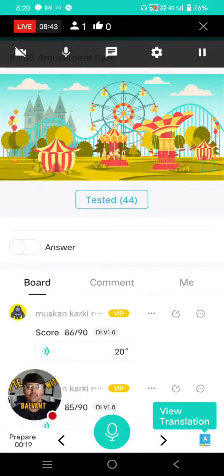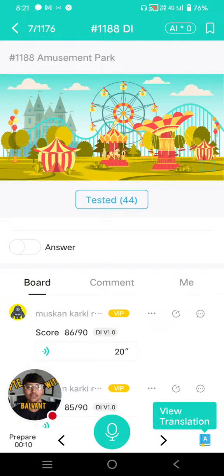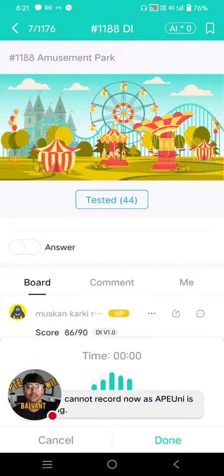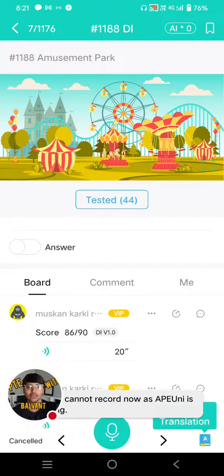So the next image is just on the topic of amusement park. Tents, castle, and some balloons are also observed on the left side of the image. Some rides, ferris wheel, or roller coasters are also on the right side of the image.